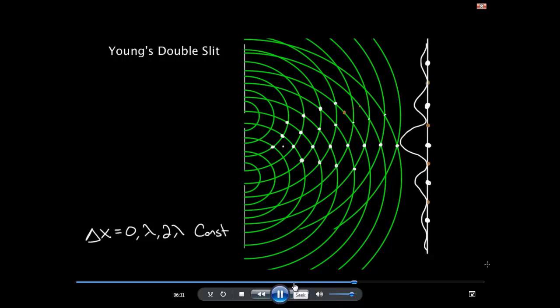The video will show you that these two sources were in phase to start off with. Is that true of these light waves? It is. In fact, that's why we do the double slit like this.